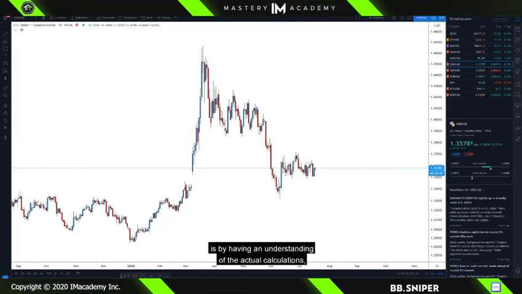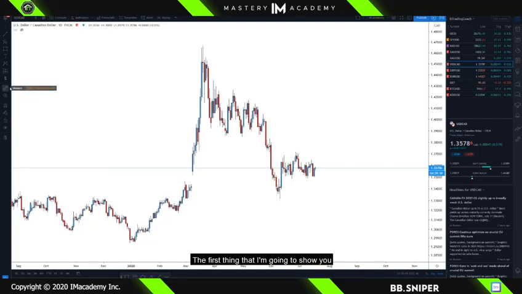And the only way to really do that is by having an understanding of the actual calculations, knowing what it is that you can do to understand the price movement from one point to the next. So we're going to simplify that in today's training.